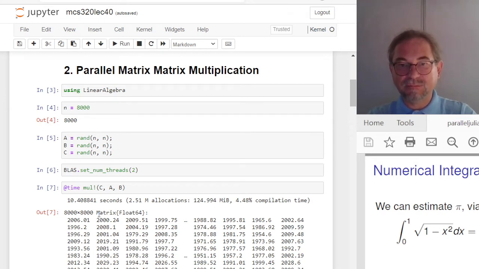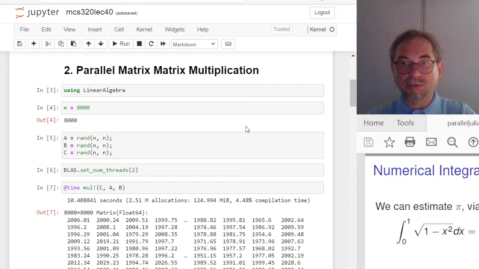Nevertheless, you see the result of the computation, and you see that there is an overhead of the compilation time that occurred. So this computation took 10 seconds. We used millions of allocations, and we used that much storage. So the size of the matrix also depends on your available internal memory.